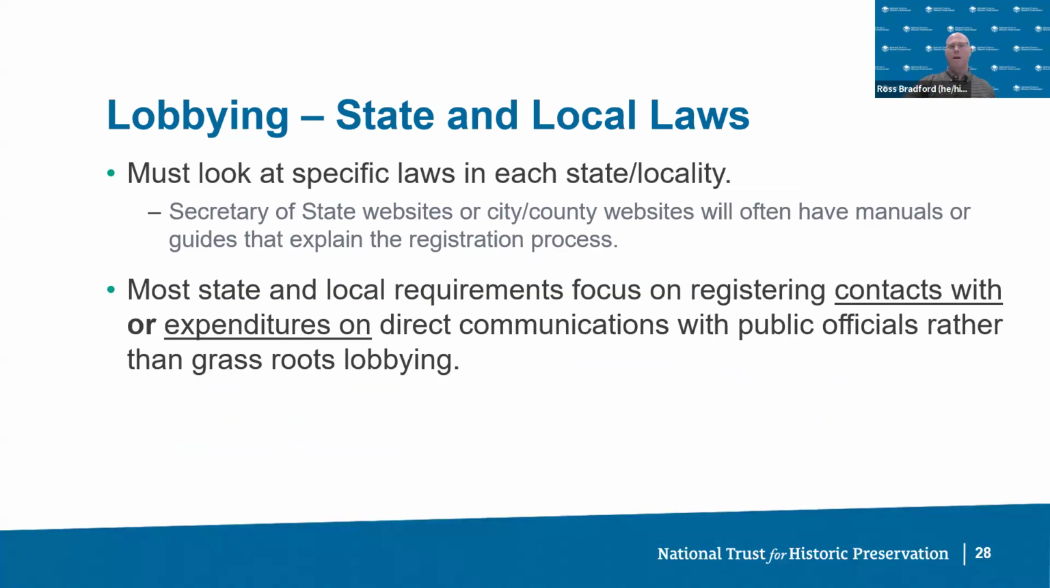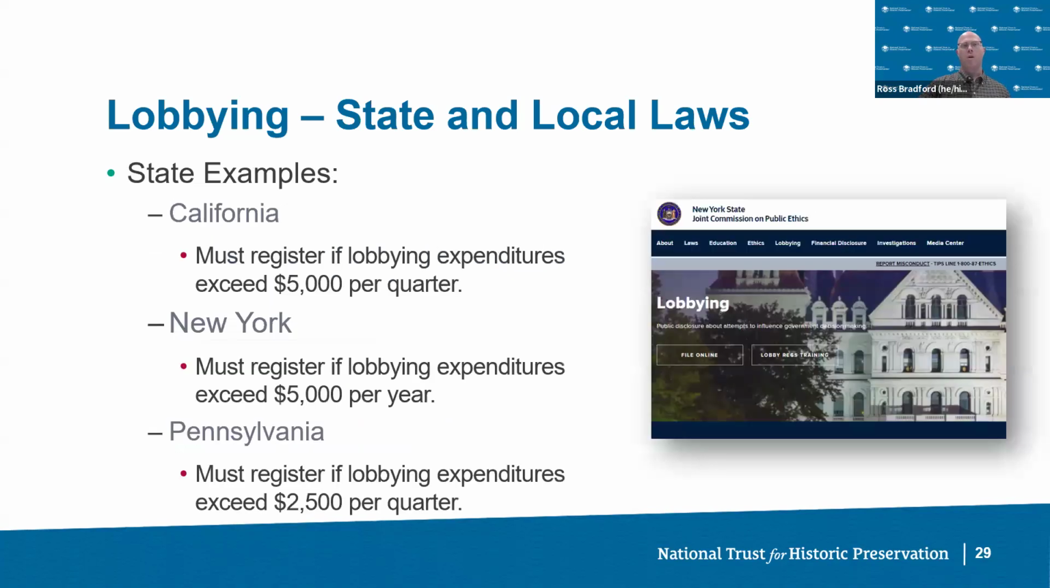So even though there's not a lot of uniformity here, you can boil this down into two things. Oftentimes what will trigger a registration or compliance with local law will be the number of contacts you make or the amount of money that you spend to influence legislation. Some examples: in California, if you spend more than $5,000 per quarter, you've got to register and file your lobbying expenses with the state. New York has a different threshold. It's $5,000 per year. And Pennsylvania is $2,500 per quarter.